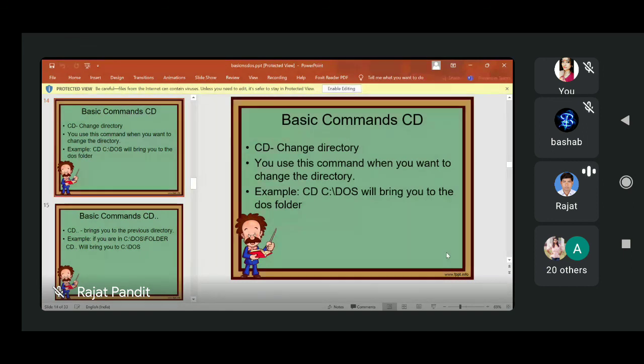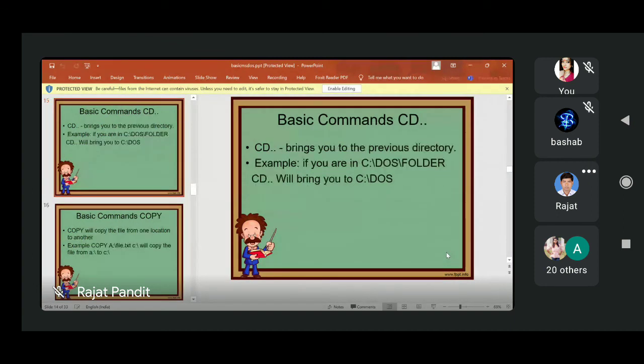Now I have already shown you what is the function of cd. It is basically the change directory. You use this command when you want to change the directory. If you write only cd dot dot, it will go back to the previous directory, and if you want to go to something, then you have to write cd and the name. For example, cd c colon slash dos will bring you to the dos folder, because you have written the dos. cd dot dot will bring the previous directory. For example, if you are in the c colon dos folder, dot dot will bring you to c colon.